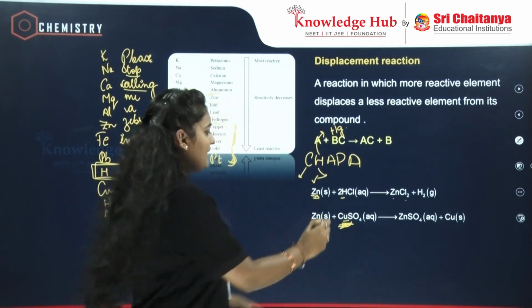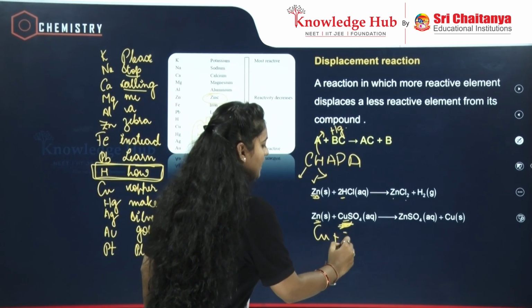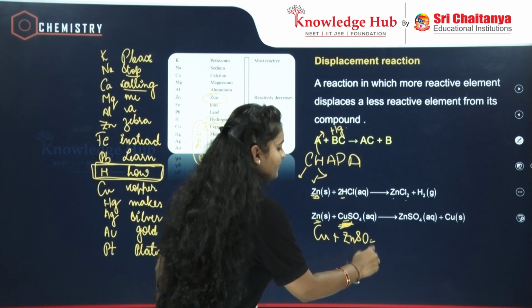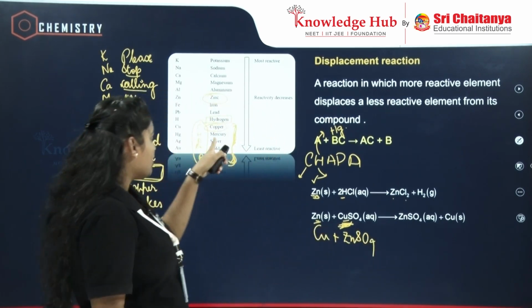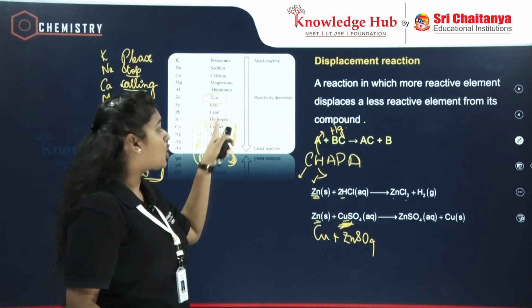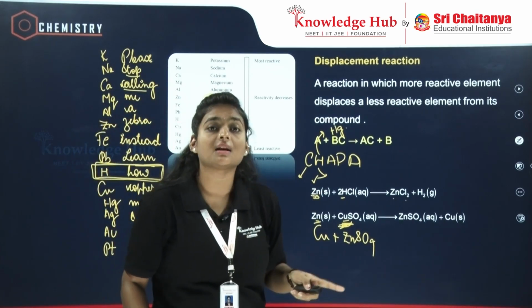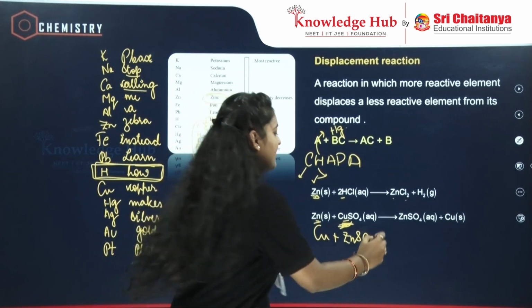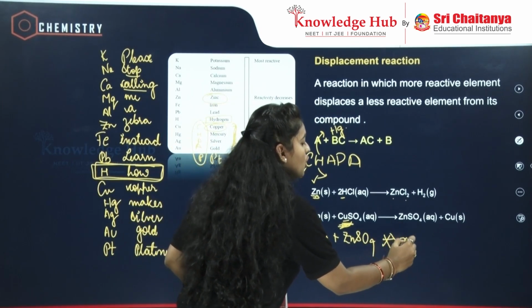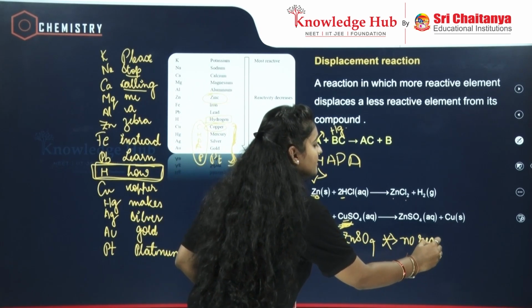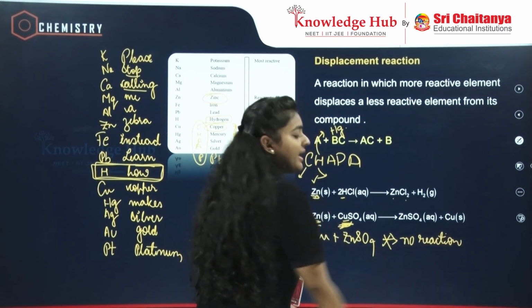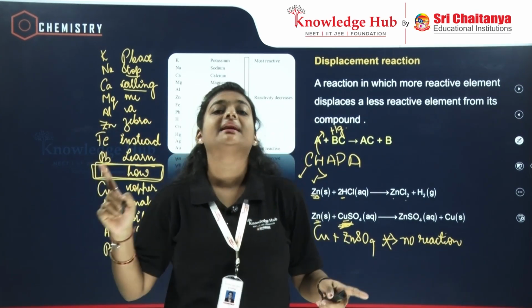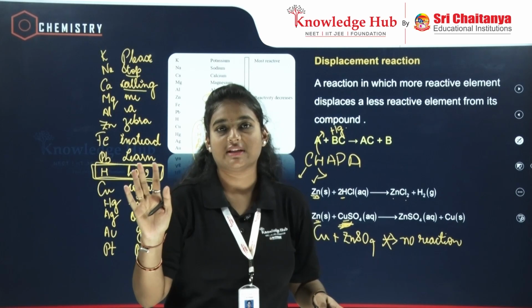Suppose I have the same way copper plus ZnSO4. Copper is here, where is Zn? Here. So copper is less reactive than zinc, so copper cannot displace zinc. Then there is no reaction. Only a more reactive metal can displace a less reactive metal.